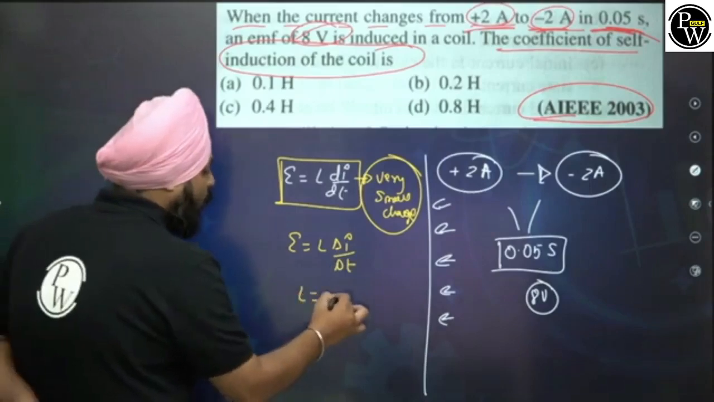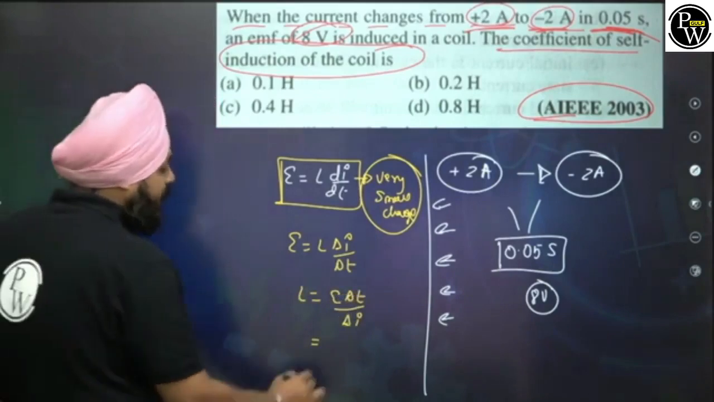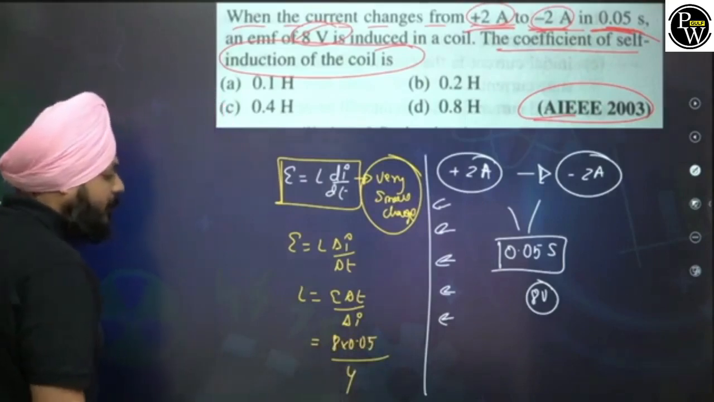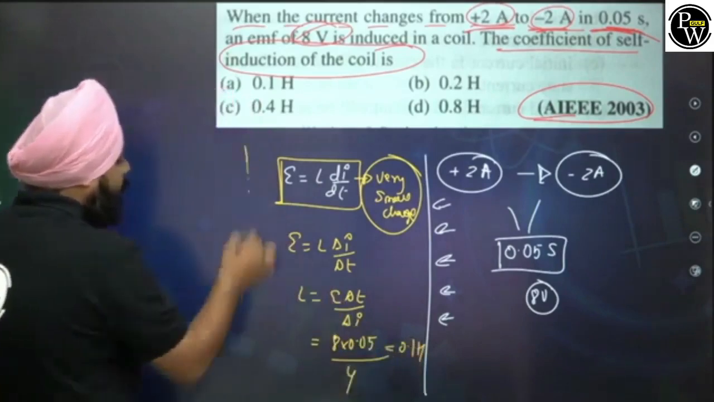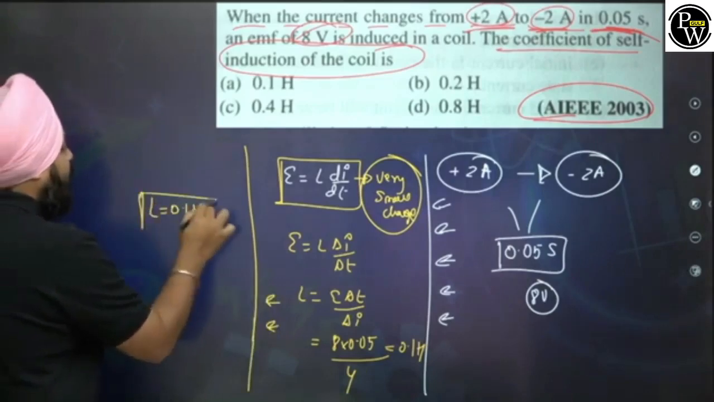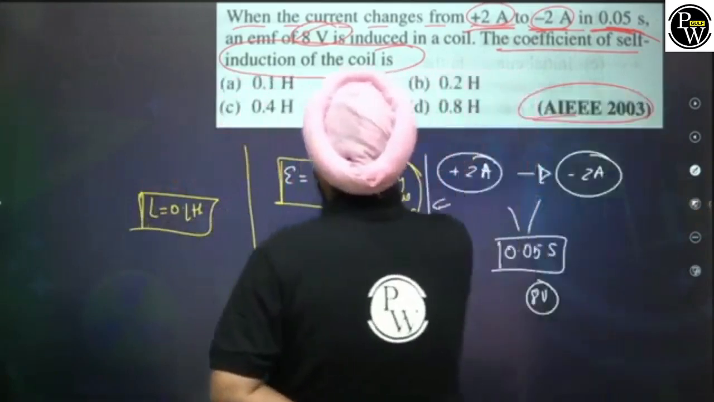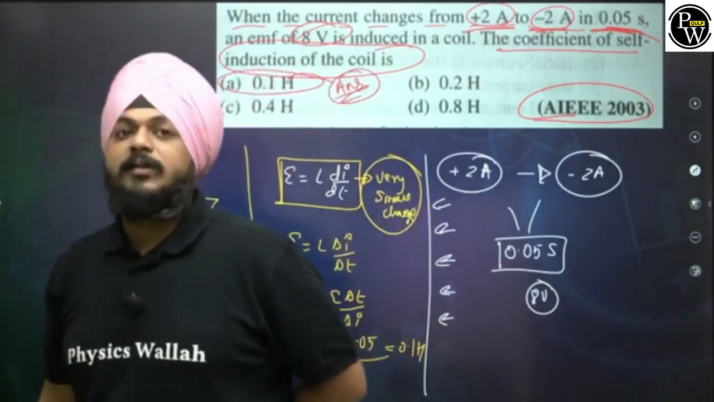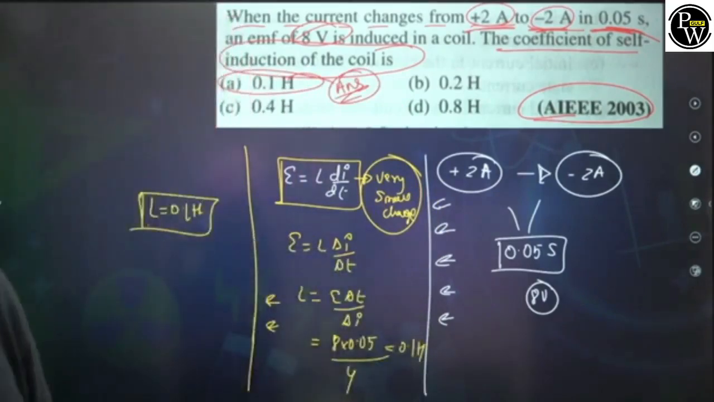So the self-inductance of the coil is E delta T whole divided by delta I. The induced EMF is 8 volt into 0.05 seconds, and the change in the current is 4 ampere. So it is 0.1 Henry. The self-inductance of the coil is approximately 0.1 Henry. A is the perfect answer for this specific question.